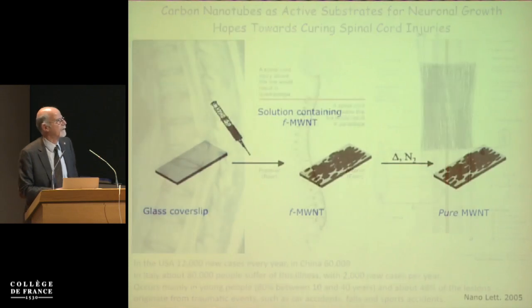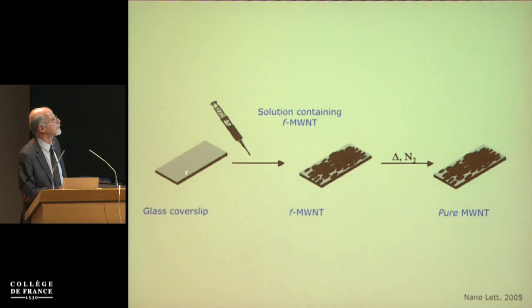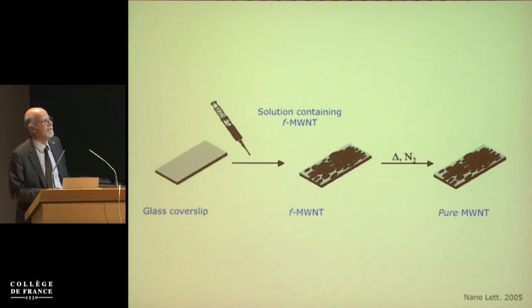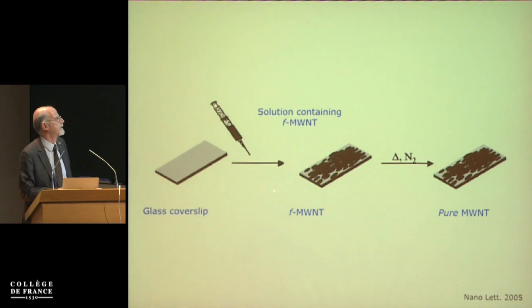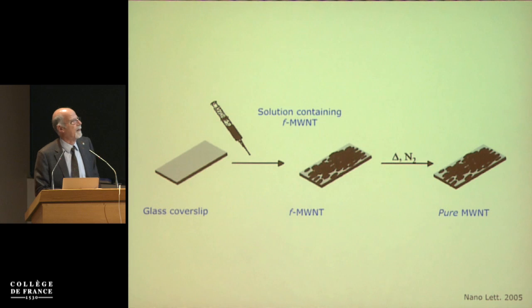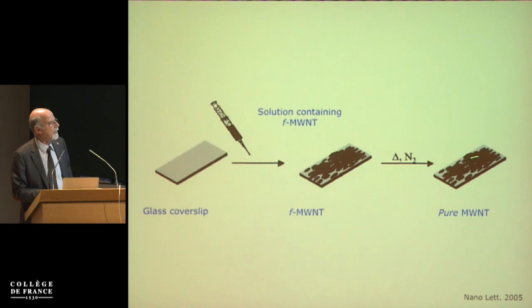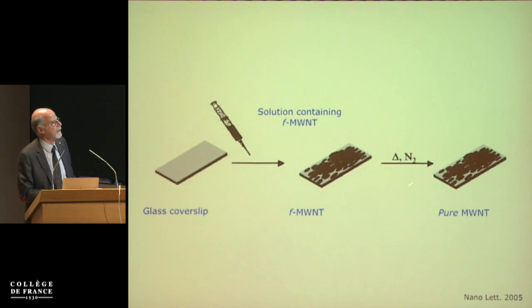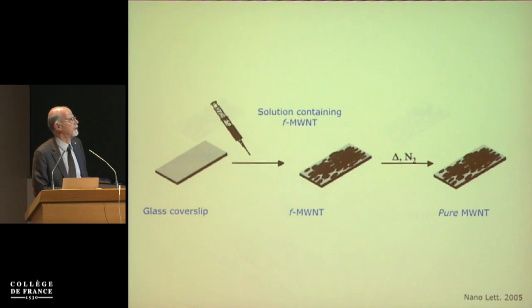And so we had to start from scratch. So we had to take a glass cover slip. We covered it with functionalized carbon nanotubes. We have a solution. Now we can make very homogeneous films on top of the glass. And then in order to anchor the nanotubes to the glass, we have to heat them to about 300 degrees. And now we have a very homogeneous layer of carbon nanotubes, which can be multi-wall carbon nanotubes, double-wall carbon nanotubes, or single-wall carbon nanotubes.